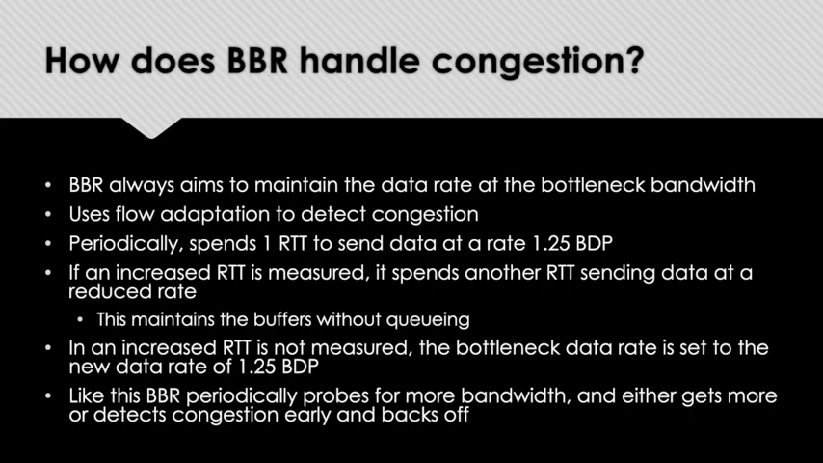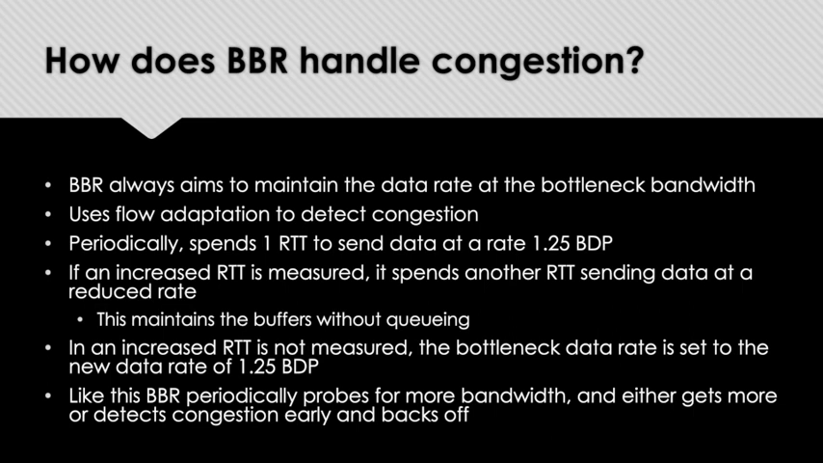To prevent congestion, BBR sends packets at a pace that's equal to the estimated bottleneck rate. This is done with the intention of avoiding network queuing along the path. BBR uses flow adaptation to increase its data rate until it discovers the bottleneck. It periodically spends one round-trip time to send data at a rate that's 1.25 times the current BDP. And if the bandwidth does not change, a queue forms at the bottleneck, resulting in an increased RTT.